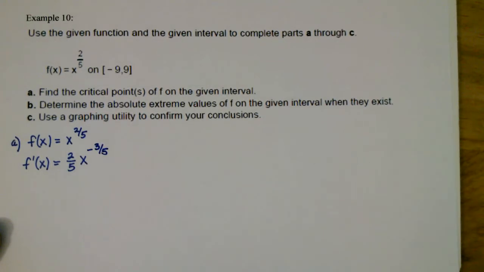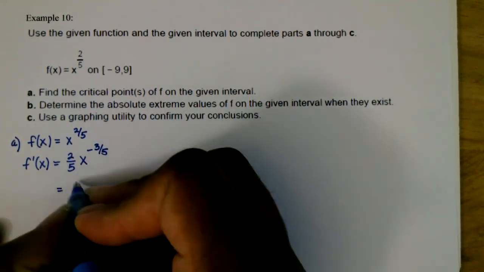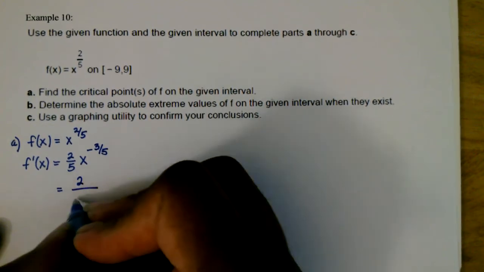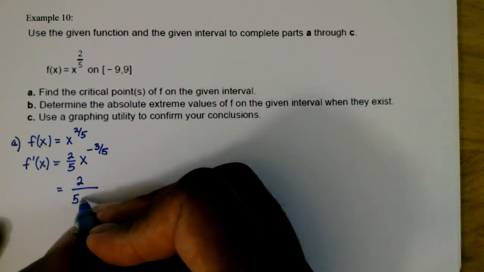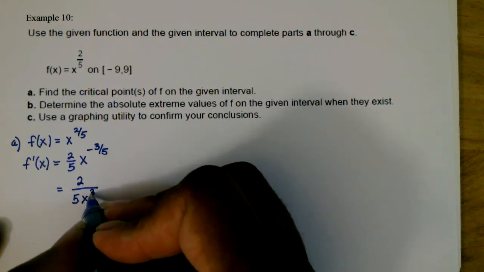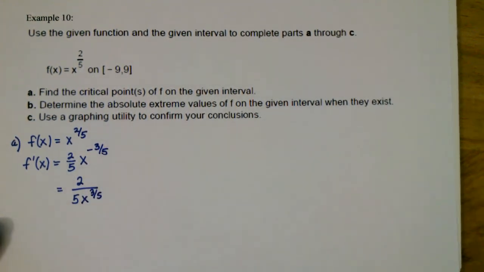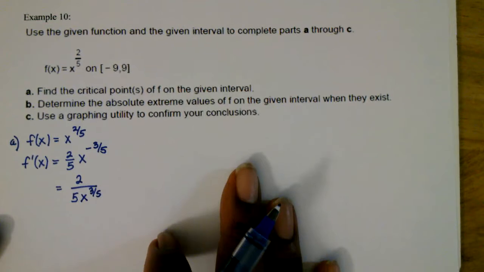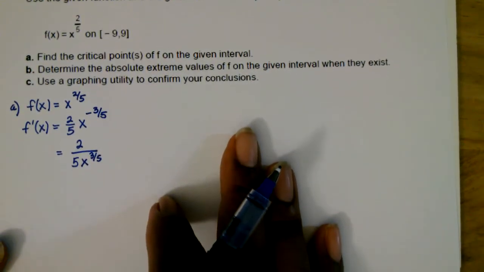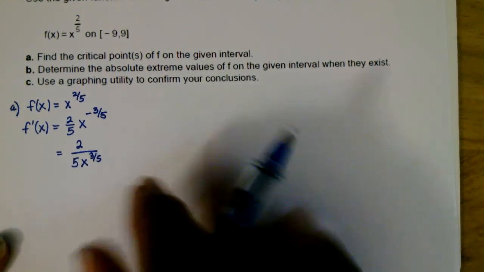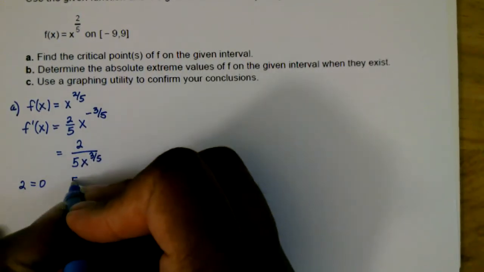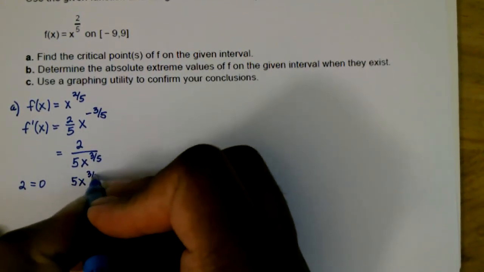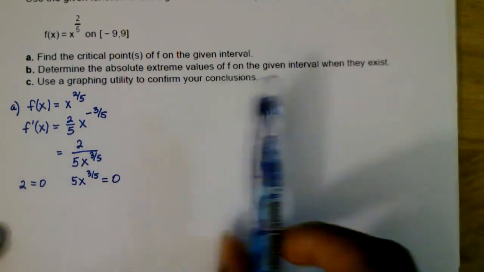So I get 2/5 x to the -3/5. If I write that using positive exponents, the 2 will be in the numerator, the 5 will be in the denominator, and I'll bring x to the -3/5 into the denominator as x to the +3/5. So now f prime of x is in the form of a fraction, a rational function. So I need to set the numerator, which is 2, equal to 0, and 5x to the 3/5, the denominator, equal to 0.